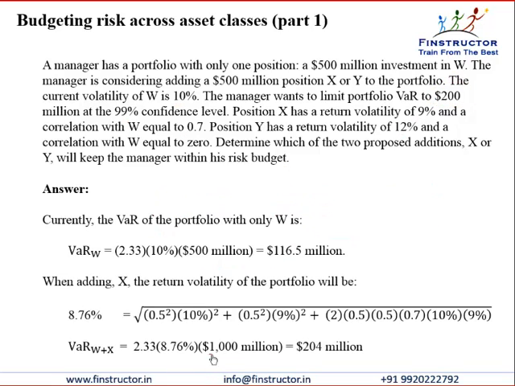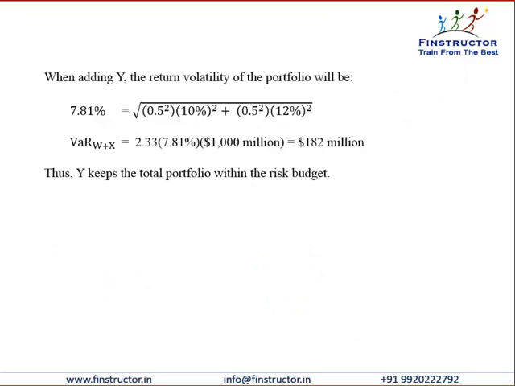So with a $1 billion portfolio, if we add X, please verify that the current VaR of 116.5 will become a total VaR of 204 million, hence the value will get exceeded. Whereas if we add Y, the correlation is given, the VaR will then become 182 million. So portfolio Y keeps the total portfolio within the risk budget.